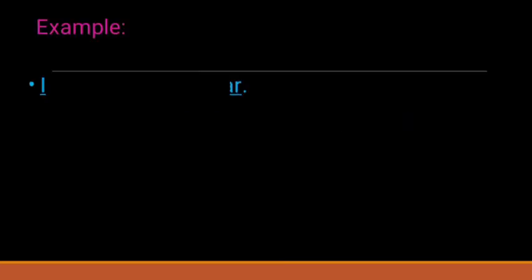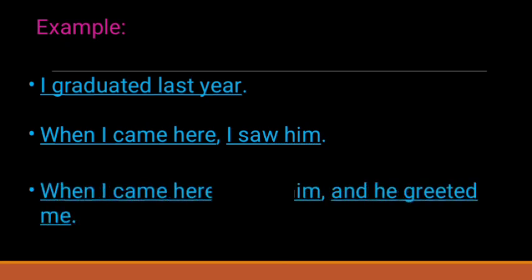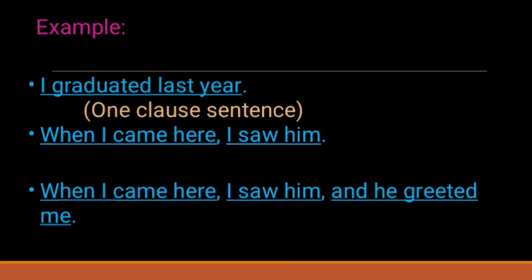For example, I graduated last year. When I came here, I saw him. When I came here, I saw him and he greeted me. In the first sentence, that is only a one-clause sentence. It is a clause because it satisfies the three definitions. It is a group of words, it has a subject and a verb, and it has a complete meaning.